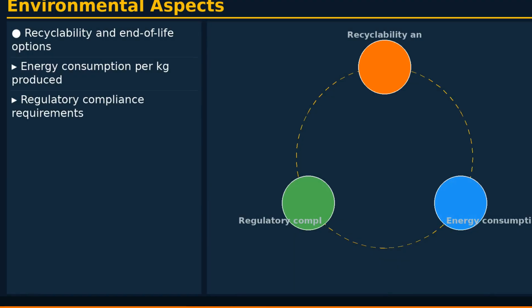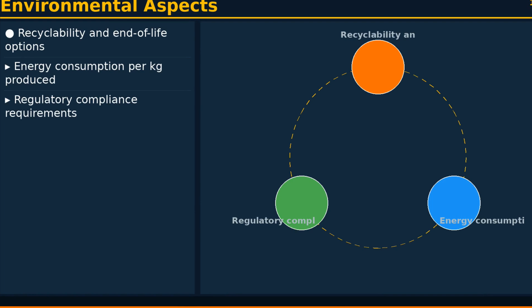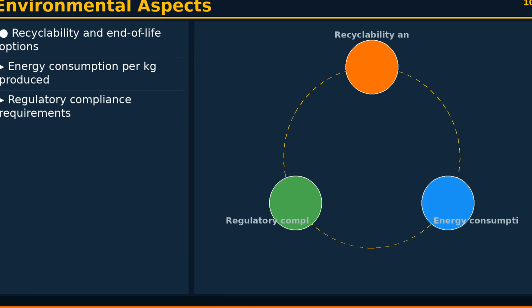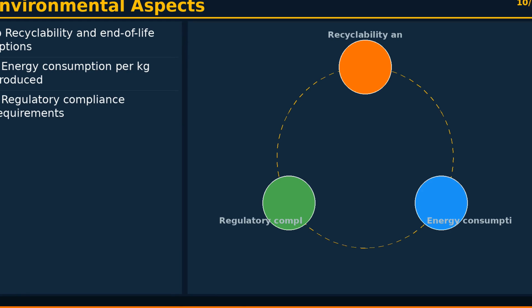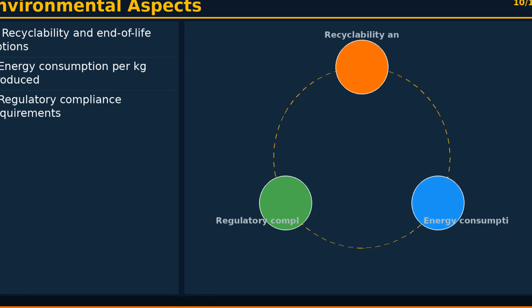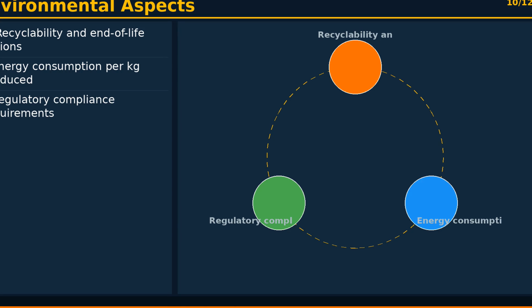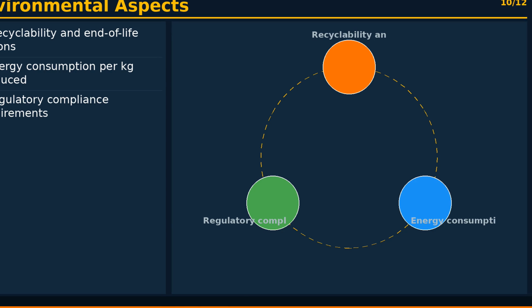Environmental considerations for types of plastics, thermoplastic vs thermoset, focus on recyclability, energy use, and regulatory compliance. Life cycle analysis shows that energy-efficient processing reduces carbon footprint significantly. Compliance with environmental regulations is mandatory for all industrial operations.